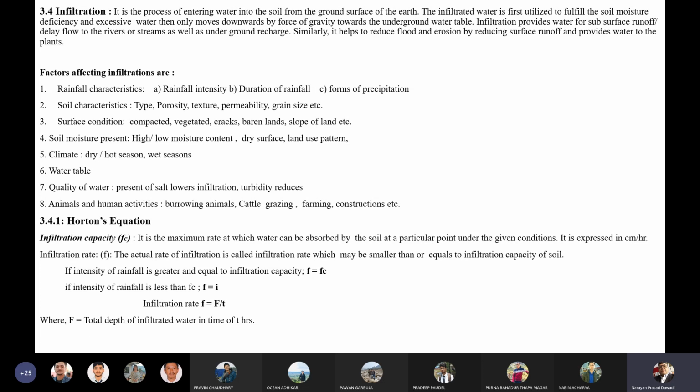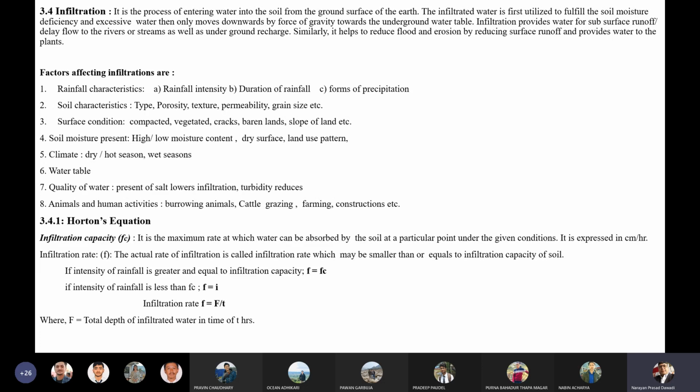Various factors increase or reduce the infiltration capacity of the soil, or infiltration rate. Mainly the rainfall characteristics, soil characteristics, surface conditions, soil moisture present, climate condition, water table, quality of water, animals and human activities can affect the infiltration of the soil. First, rainfall characteristics: you can see the rainfall intensity, duration of rainfall, and forms of precipitation.